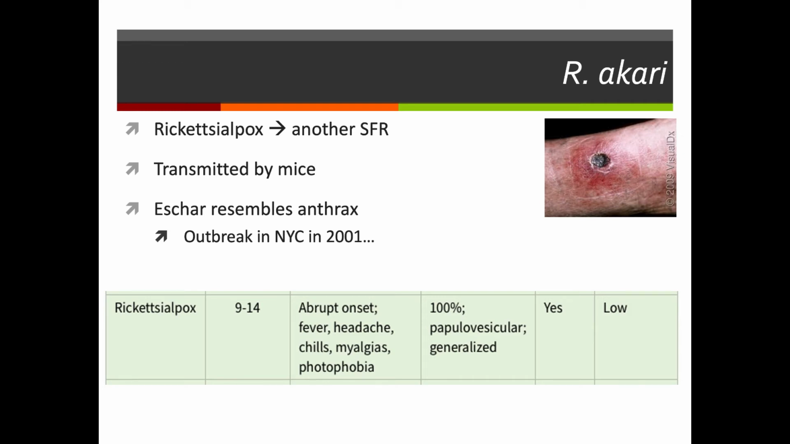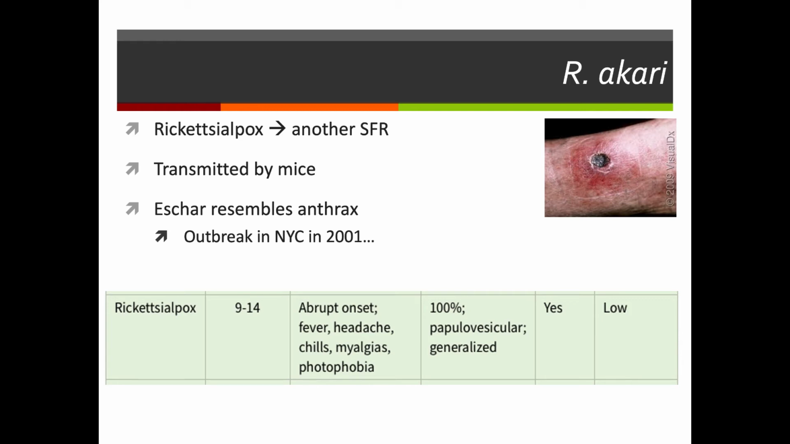So mice are the normal host of rickettsial pox, but if they have mites and the mites bite us, we can develop rickettsial pox. At the site of the mite bite, your patient may develop an eschar. So you see that in this image here on the upper right, the black necrotic lesion. Hopefully you remember when we talked about anthrax, specifically cutaneous anthrax, that one of the symptoms there is also a black necrotic eschar. There was an outbreak of rickettsial pox in New York City in 2001.